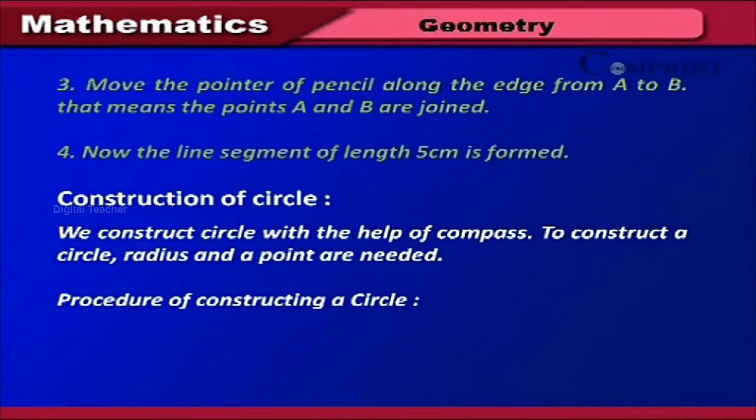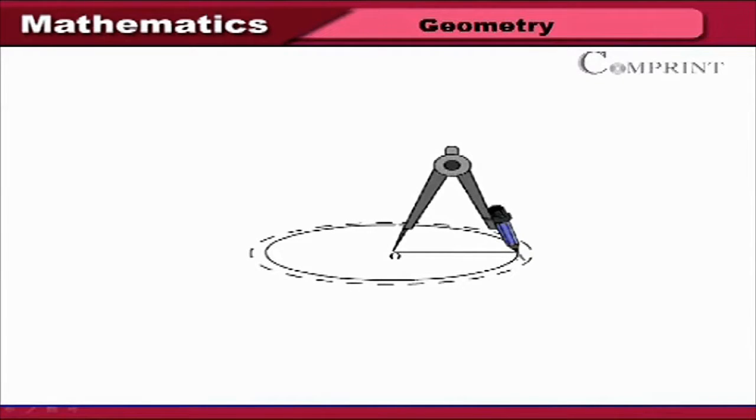Construction of circle. We construct a circle with the help of a compass. To construct a circle, a radius and a point are needed. Procedure of constructing a circle. 1. On the plane surface, mark point O. We consider this as the center of the circle. The line segment obtained by joining the center of the circle and point A on its circumference is called radius. 2. Take the measure of some radius with the help of a compass, for example 2 cm of radius. 3. Draw a circle with center O as shown in the figure.